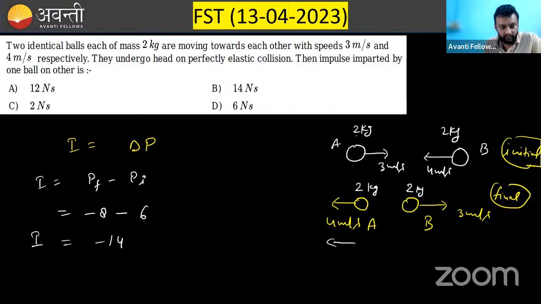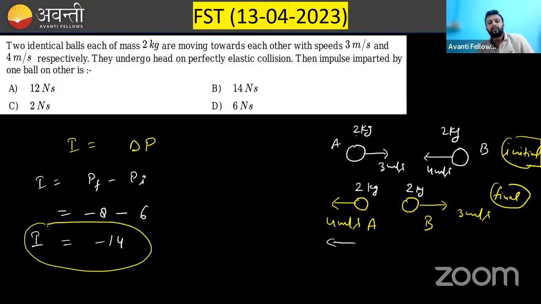Impulse is what? Minus 14. This minus sign is nothing but the direction. So the impulse is 14 Newton second, which is option number B. Moving further.